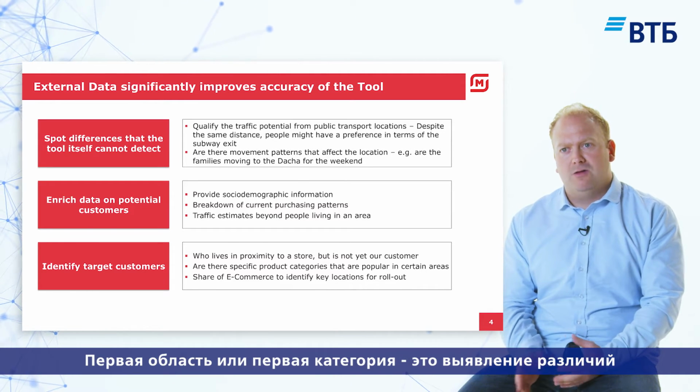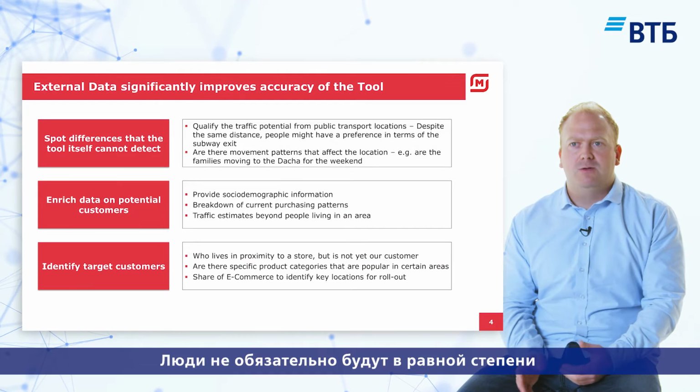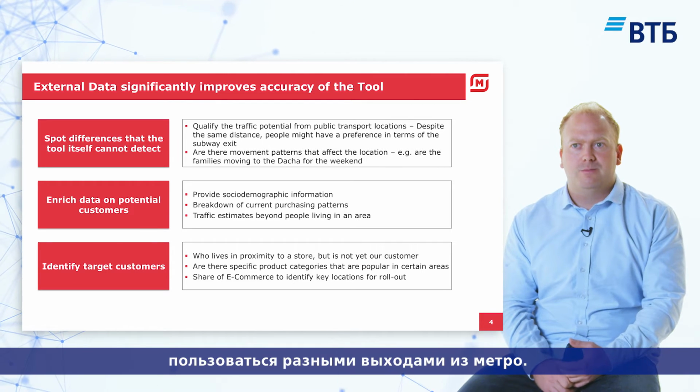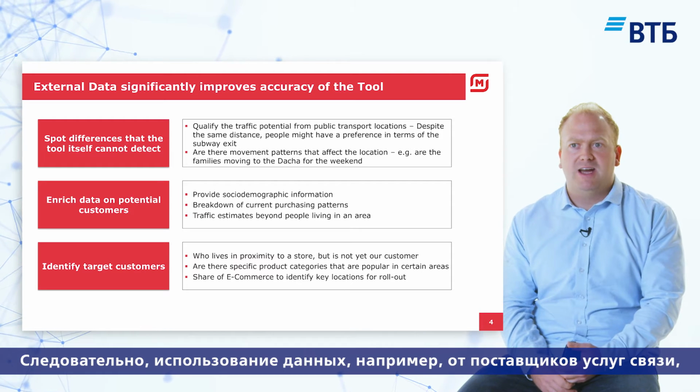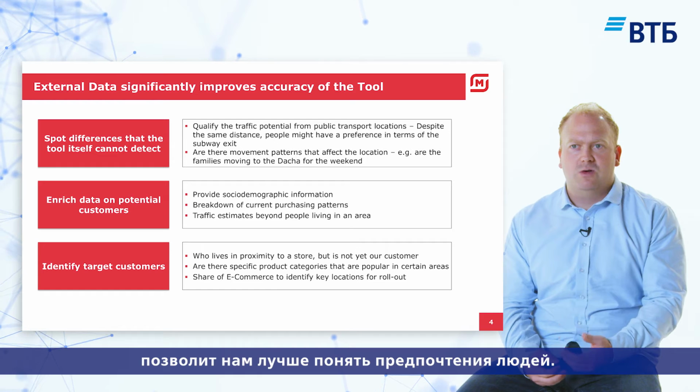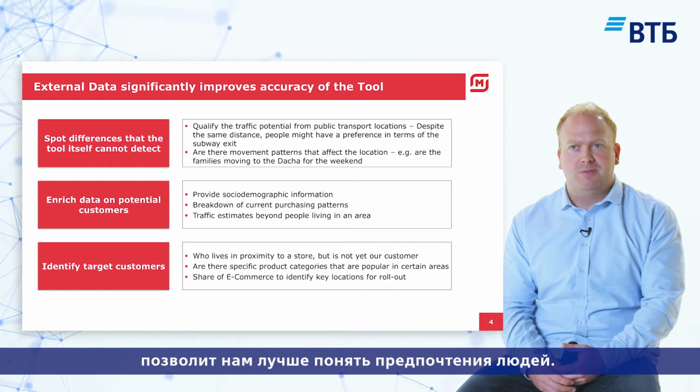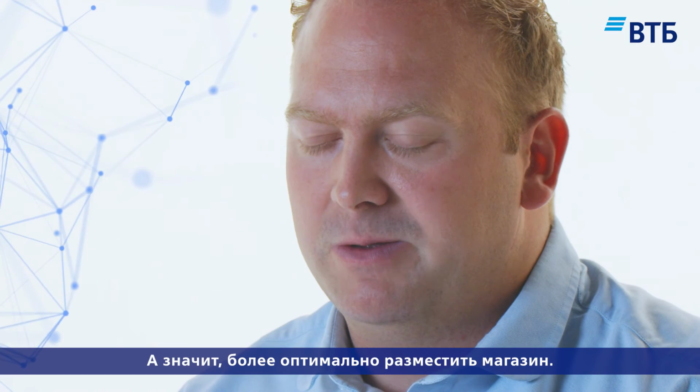The first category is to spot the difference in patterns that the tool itself cannot detect because it has no access to this kind of data. To give you an example, the quality of traffic can be very different. If you think about a house that's in the middle of two subway stops, it's not necessarily that people equally will use the different subway exits. And hence, using data, for example, from telecom providers will allow us to get a better understanding of what people favor and hence place the store more optimally.